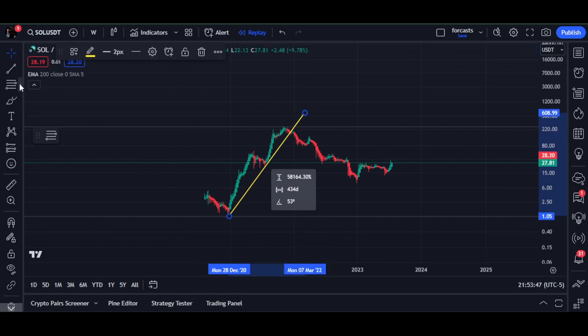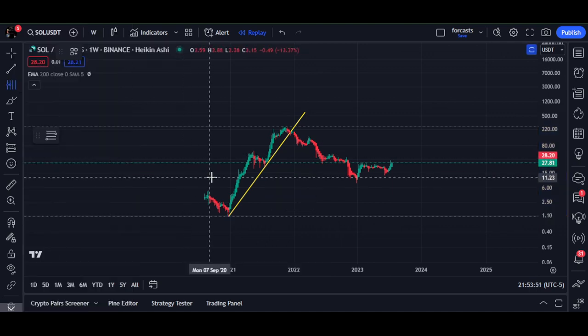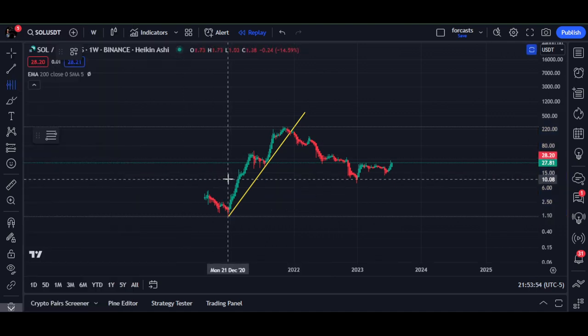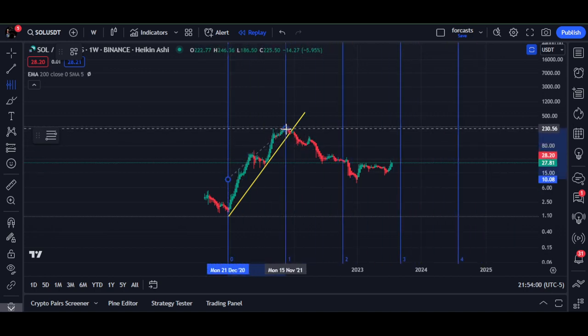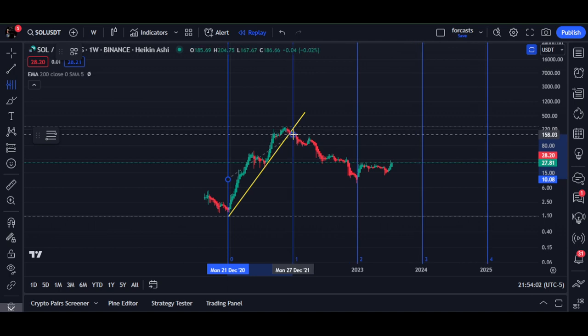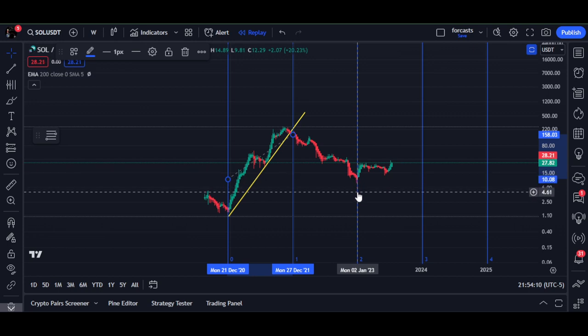We can take our Fibonacci based time zones. We can say, okay, this is the trend bottom and this is the end of the trend. It's not the swing high, that's up here. This is when the trend ended. And oh, look at when the downtrend ended. Magically, right at the Fibonacci based time zone.